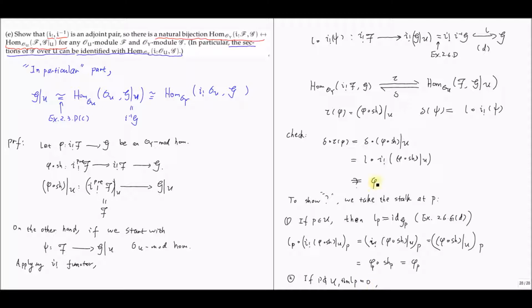How about the right-hand side? Phi sub P is 0, since this guy is 0. The domain of phi sub P will be 0. So both this term and this term are 0. So in any case, this equation holds.